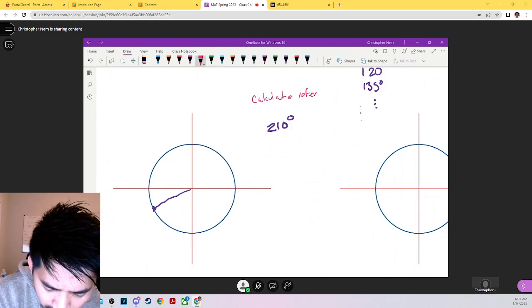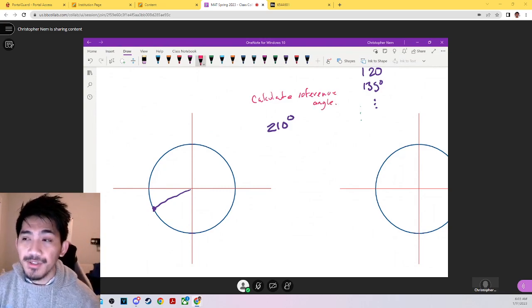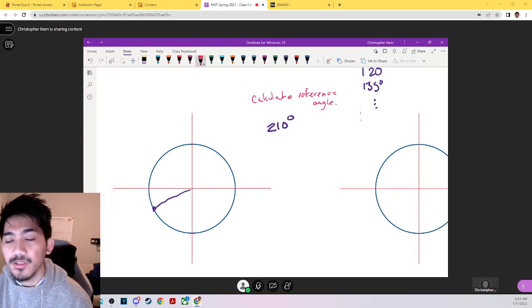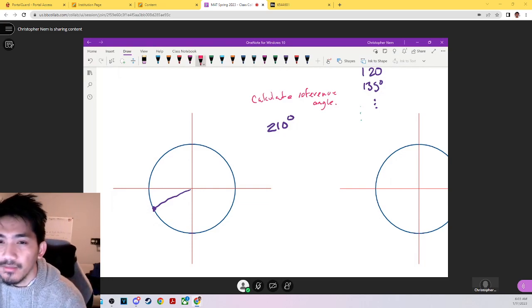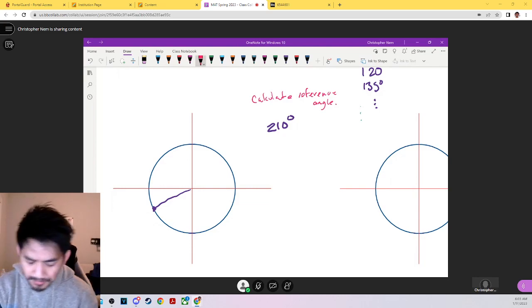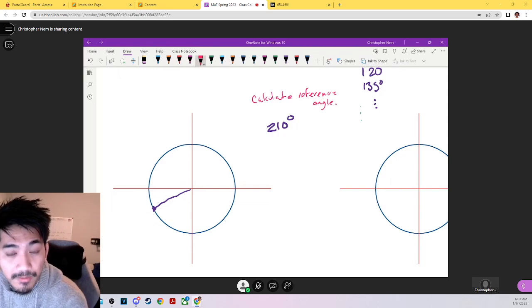the reference angle. Now in your book, we call it the reference number for now, and that's just the arc length. It turns out the arc length is the exact same thing as the angle measurement in a unit circle. If the radius is 1 for a circle, they will be the exact same. If the radius is not 1, then your arc length will be different than your angle measurement. But if we have 210 degrees, we need to calculate the reference angle now.